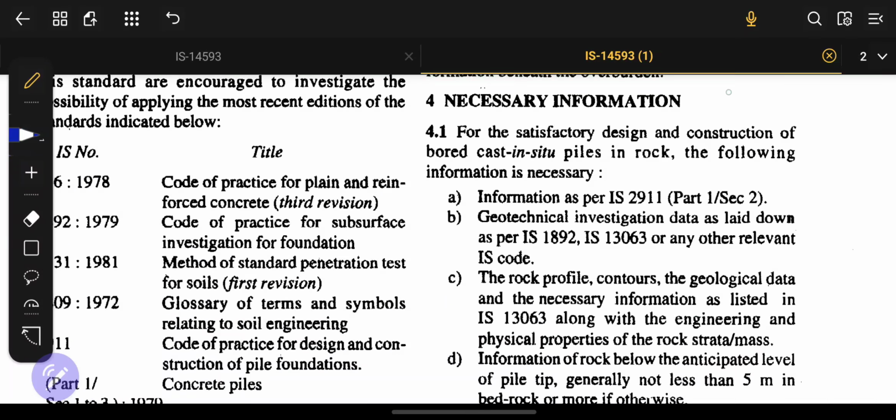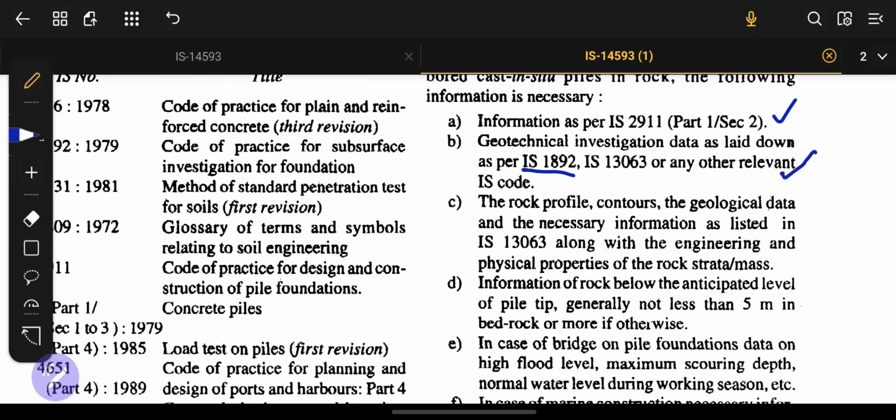Necessary information. We should know IS 2911 Part 1 Section 2. We already know that. We have covered this thing. Geotechnical investigation report IS 1892. IS 1892 will give you that for a given project site, for the importance of the building, for a given area, how many borings are required and how much depth you should go for a given importance of building. These things are given in IS 1892. This we can cover sometime later.